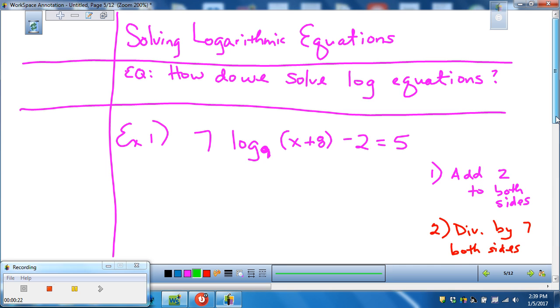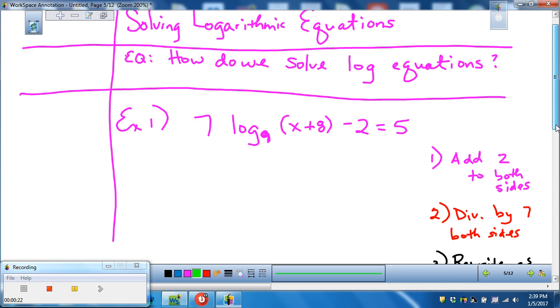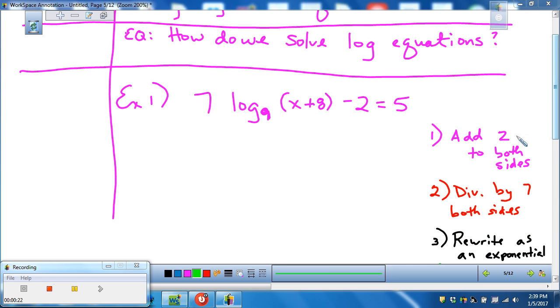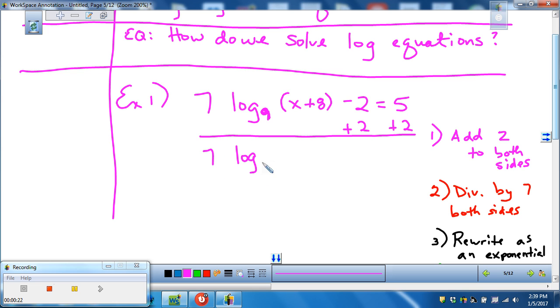And the very first thing we're going to do is add 2 to both sides of our equation, just like we did before when we were solving exponentials. So let's go ahead and add the 2 to both sides. So plus 2, and you see what we get. We're left with 7 log base 9 of x plus 8 equals 7.